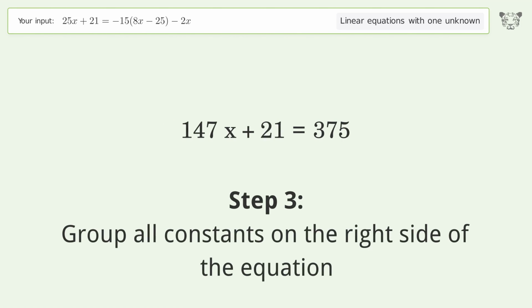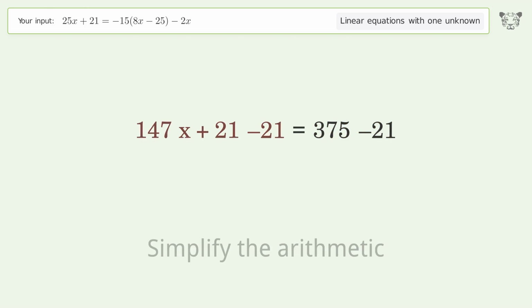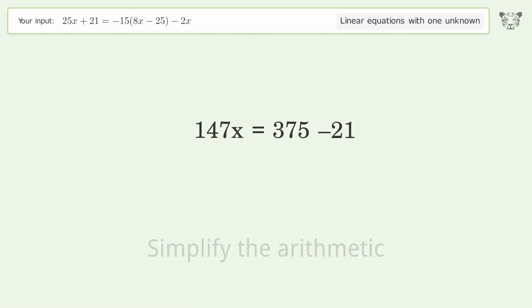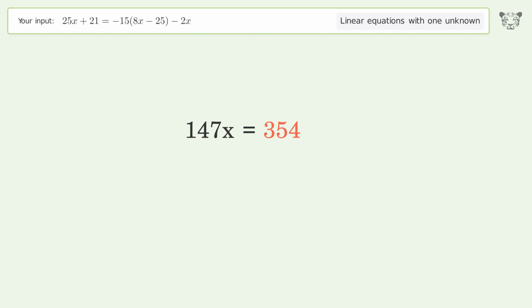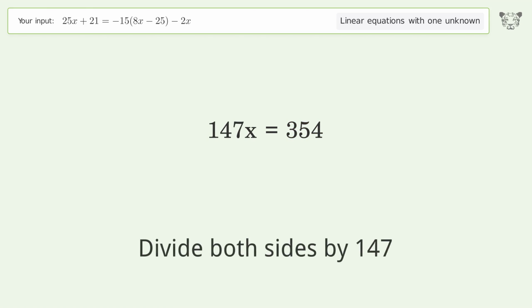Group all constants on the right side of the equation. Subtract 21 from both sides. Simplify the arithmetic. Isolate the x. Divide both sides by 147.